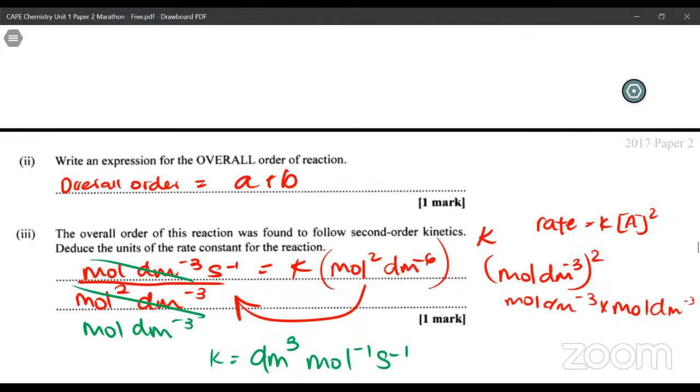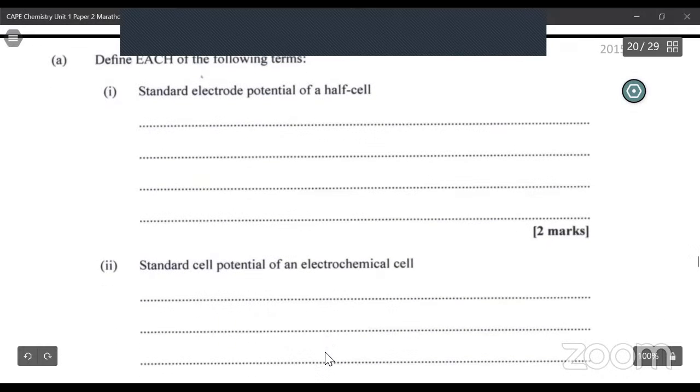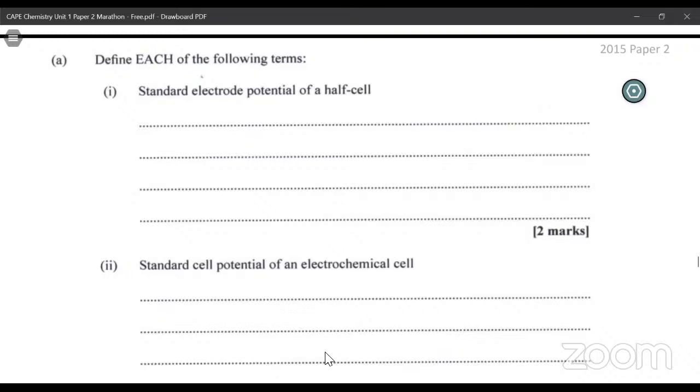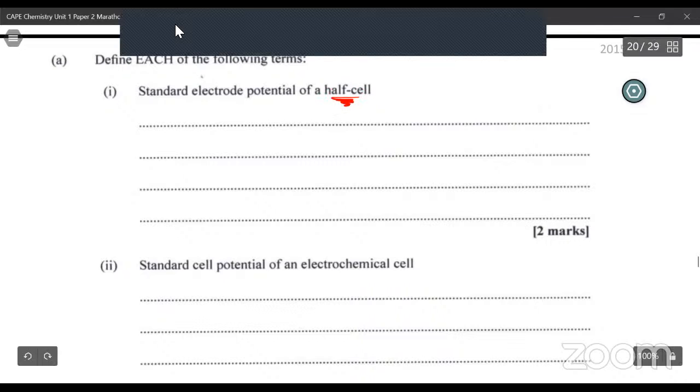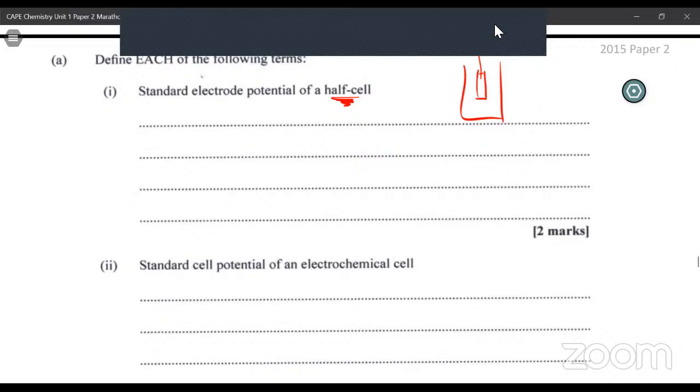Let's move down. This wants you to define the following term: standard electrode potential of a half cell. First of all, what's a half cell? The half cell is just one of these things here when you're doing redox equilibrium. So the standard electrode potential of a half cell is actually the electric potential.